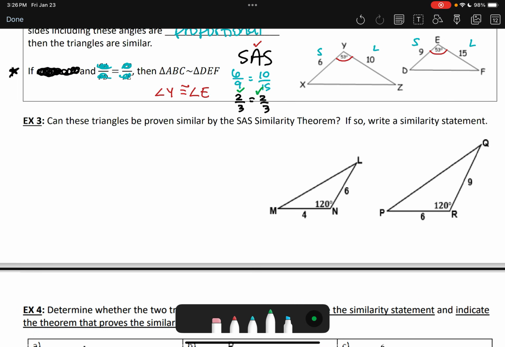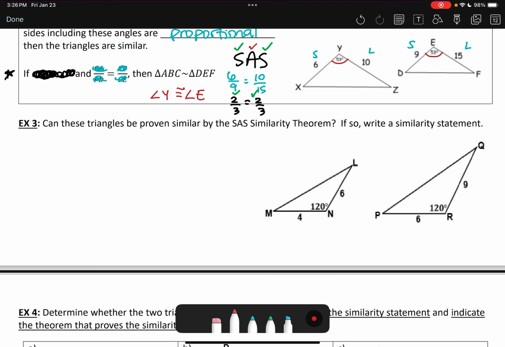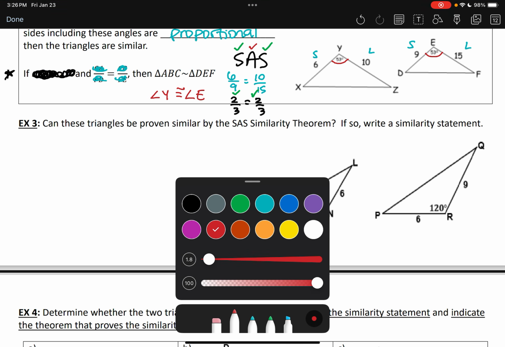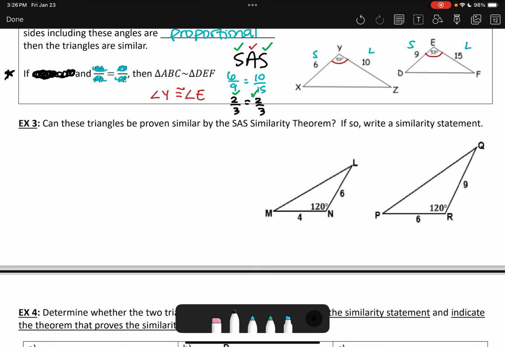So we'll look at one example real quick. The example here is asking, can these triangles be proven similar by the side-angle-side similarity theorem? If so, write a similarity statement. Well, if we are going to do this, and I should have done this for the previous examples, let me start doing this every single time. You first want to identify what you are checking for. Well, they're telling you to check for side angle side, so I'm going to write that off to the side so that I treat that as a checklist.